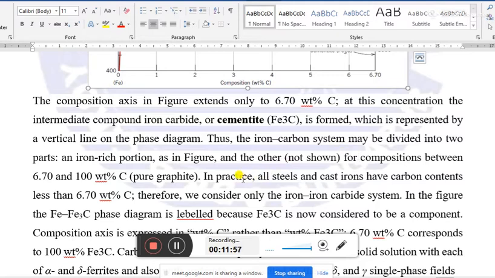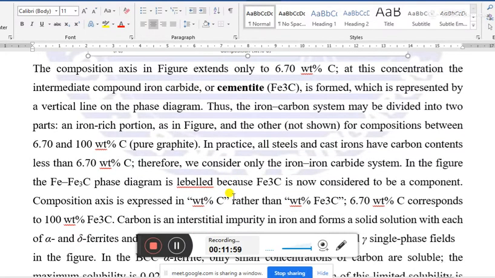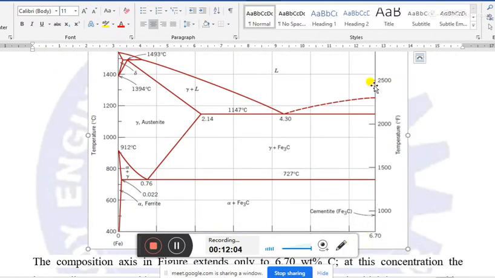And up to this is the boundary. This is actually the boundary between this iron rich portion and the portion with less iron percentage. These two portions have one boundary, that is this vertical axis.